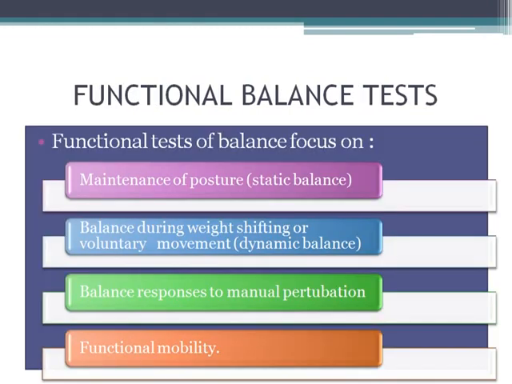Now we are talking about the functional balance test. The functional test of balance mainly focuses on four criteria. First is the maintenance of posture, that is static balance. Second is balance during weight shifting or voluntary movement, which we call dynamic balance. Third is balance responses to manual perturbations, and fourth is functional mobility. So we depend on these four criteria for the functional balance test.